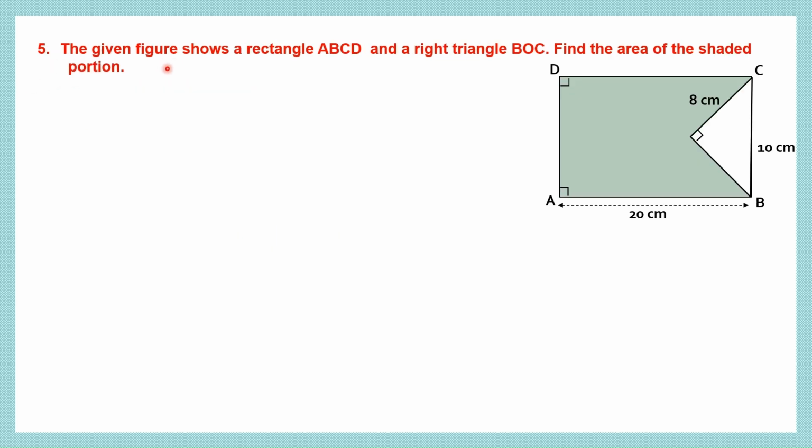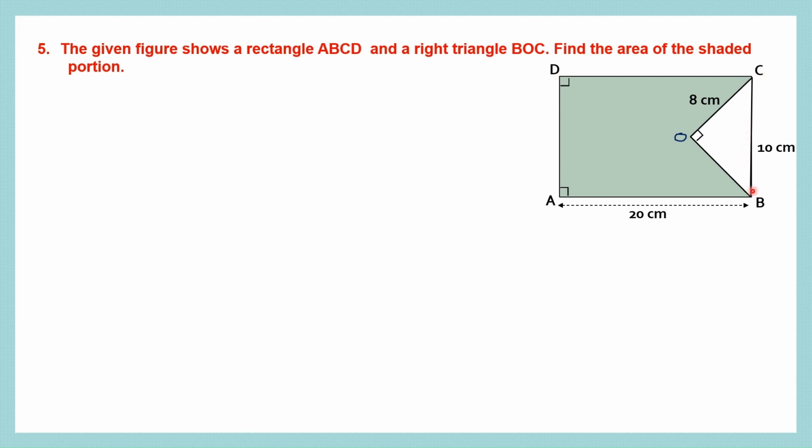Question 5. The given figure shows a rectangle ABCD. So here we have a rectangle ABCD and a right triangle BOC. So this point is O, with triangle BOC. Question is, find the area of the shaded portion. So this is the shaded portion. We need to find the area. So how do we find the area?